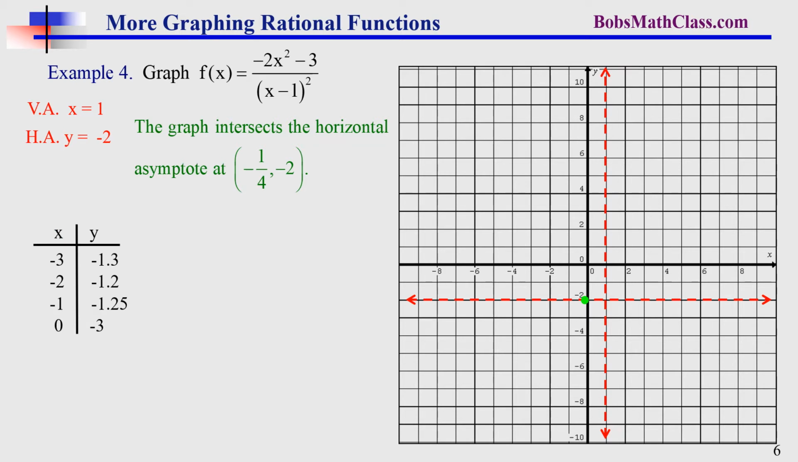So here's to the left. I picked some points, -3, -2, -1, and 0. Plugged it in my calculator. And that's what it looks like. So we could see that, kind of hard to tell without a lot of points, but as it goes to the left, it's above the horizontal asymptote, and to the right of the point, it goes down below it. So something like that. Okay.